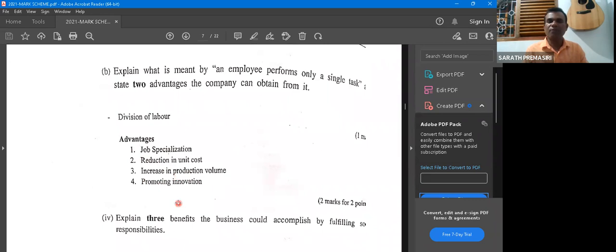Yes, and after writing that answer, move on to the next one. Explain 3 benefits the business could accomplish by fulfilling social responsibility. Can you remember we have discussed that social responsibility? After writing the answer for B part, now start answering question number 5.